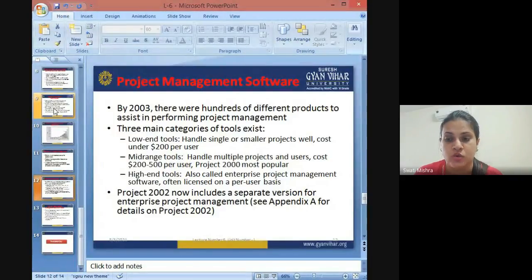So now we come to the last type of project management software tool, which is known as the high end tool. It is also called enterprise project management software, and it manages each and every function of the enterprise, along with all the different big and small projects of the enterprise. And they can handle multiple, huge projects at a time.